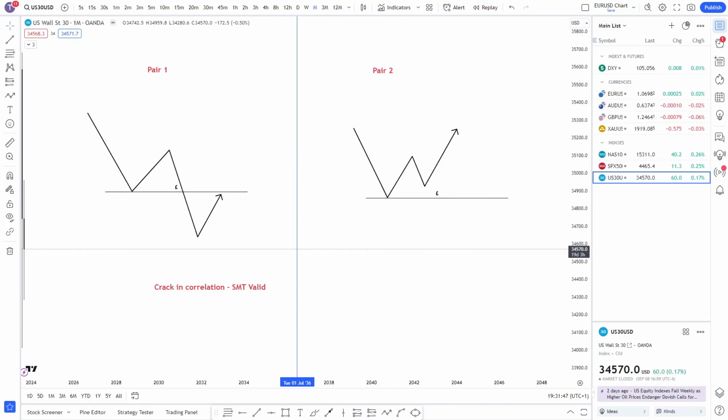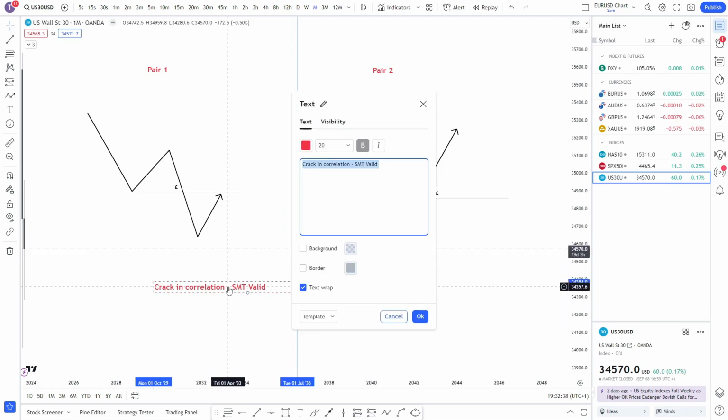But the real question is, what does all of this actually mean? What it means is that price is now unwilling to go lower. So let me write a couple of these down. Pair 2 is unwilling to go lower. That is a sign of institutional accumulation. If we are expecting bullish moves right here, this is a very good sign of institutional accumulation.